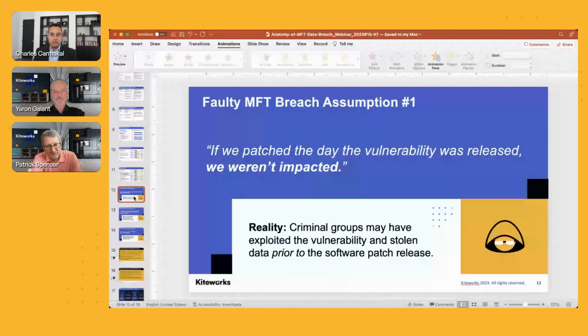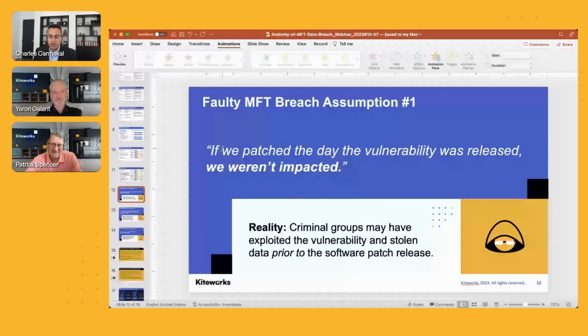These are, I have three quick points here, faulty MFT breach assumptions that come from some presentations that Charles has made over the last couple of months, which I think are quite interesting, and I'll let Charles speak to each of these briefly. But the first one here: if we patched the day the vulnerability was released, we weren't impacted. What's false about that, Charles?